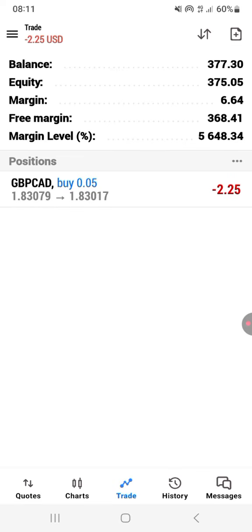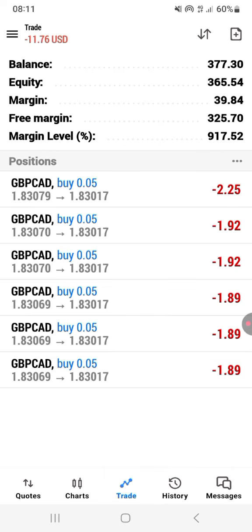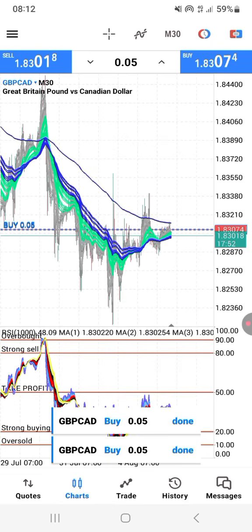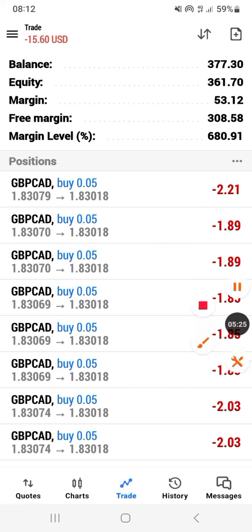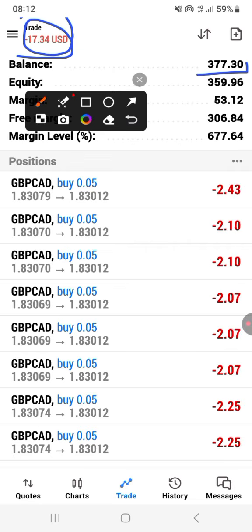I can keep this lot size and open a few more positions, and then this is 6 positions. I'm going to make 8 positions, which means once you start with minus 15 it is not a big deal, because it's not yet even 10% of the account, so this is still stable trades.